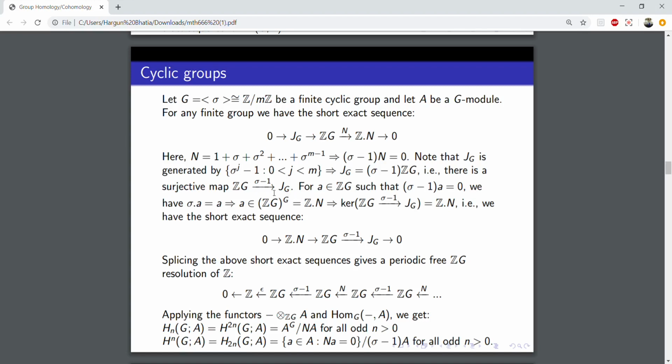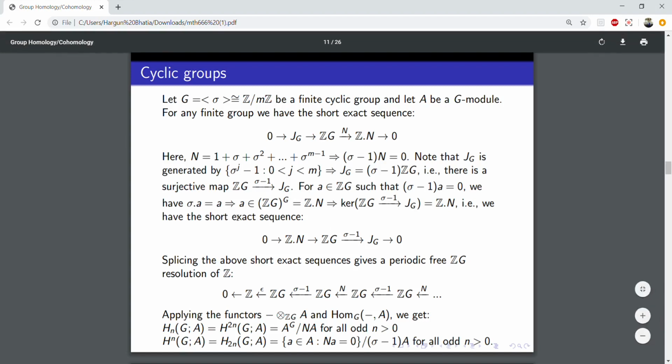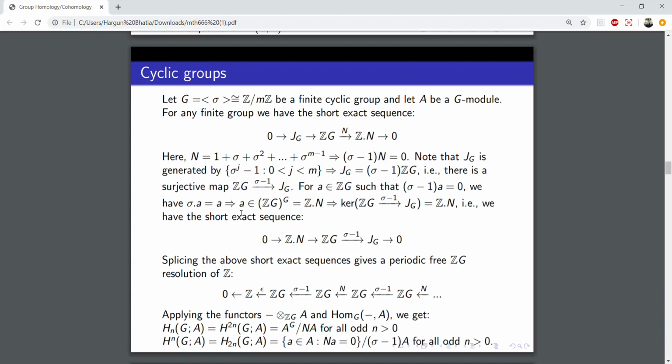So if A is in the kernel, then (sigma minus 1) A is 0, which means that sigma dot A is equal to A, which means that sigma to the power j dot A equals A for any j, right? So that means A is G-invariant, which means A is in Z dot n. So that's the kernel. Okay, so that means we have the short exact sequence. Notice these are very similar, they are interchanged.